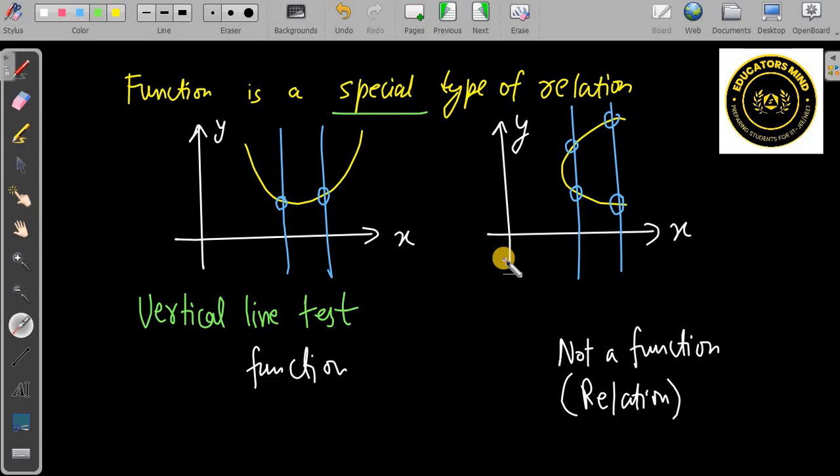This is the very basic that we have to know as far as physics is concerned. We don't have to go into more detail of the mathematical definition of that. That you will be studying in math separately, right? Here the graph should be cut only at one point. This is called the vertical line test, and if it passes the vertical line test, then it is a function. Otherwise it is not a function, it is simply a relation. Okay, let's move to the next.